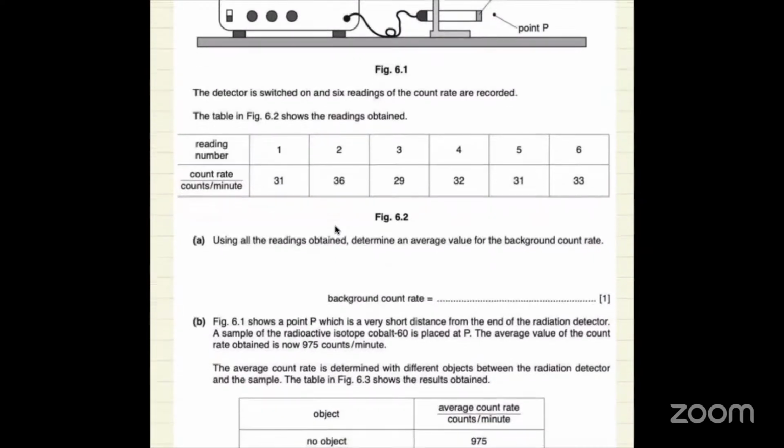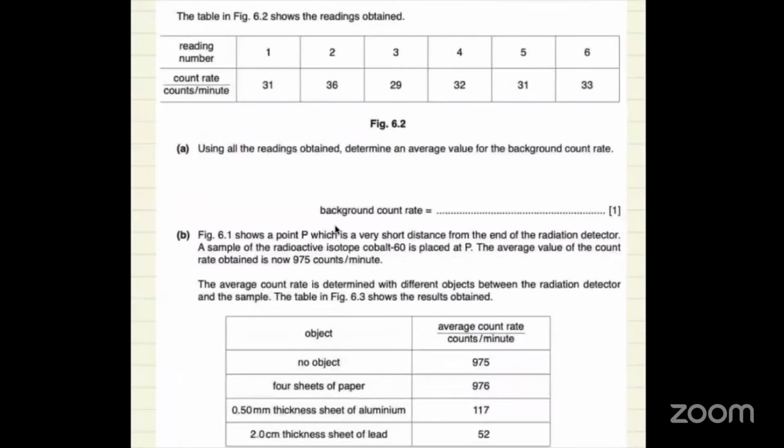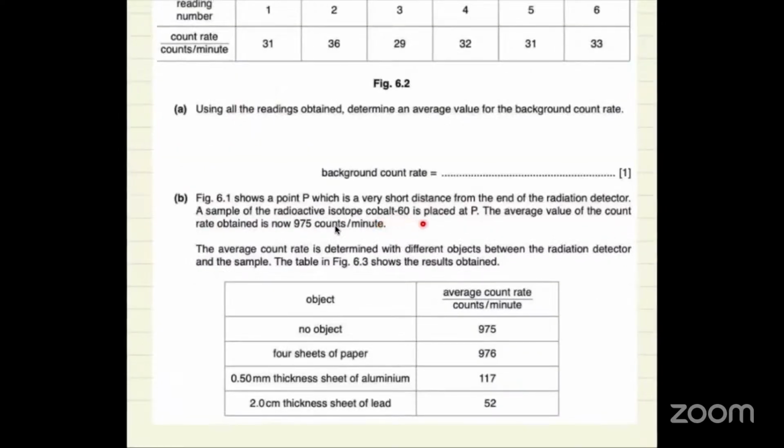6.1 shows a point P, which is a very short distance from the end of the radiation detector. A sample of the radioactive isotope cobalt-60 is placed at P. Average value of the count rate is now 975 counts per minute. Average count rate is determined with different objects between the radiation detector and the sample.